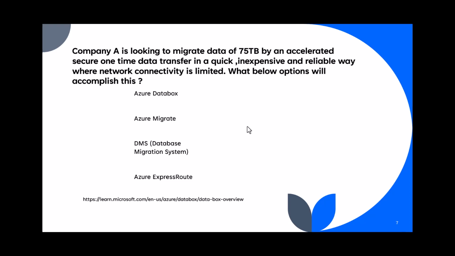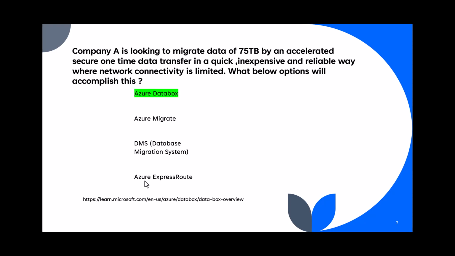The options are Azure Data Box, Azure Migrate, DMS (Database Migration Service), Azure ExpressRoute. Azure Migrate is for lift and shift. You migrate on-prem Hyper-V or virtual machines to Azure. DMS is just the database migration service from the on-prem SQL Server to an Azure SQL database instance. ExpressRoute is the dedicated bandwidth. Okay, so let's see what is the answer to these questions.